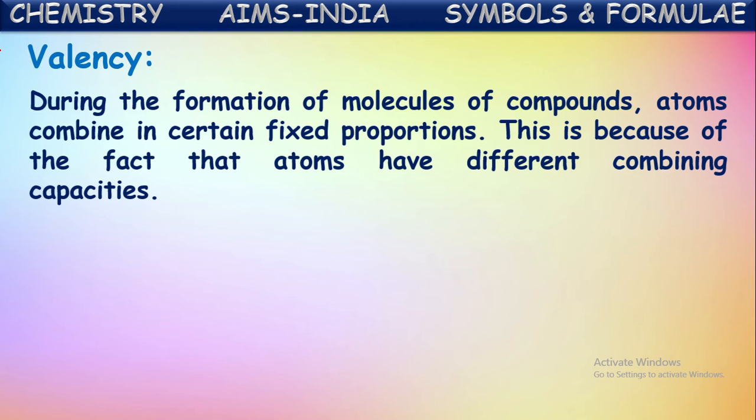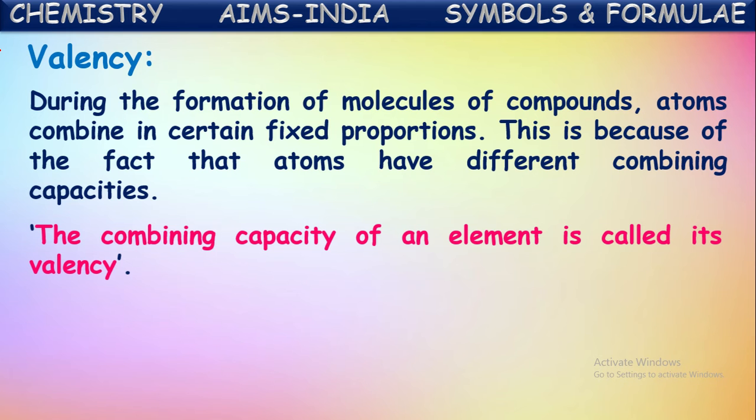If you take water itself again, however it is prepared, hydrogen and oxygen atoms always combine in the fixed proportion. This is just because each and every atom has a certain combining capacity. Different elements have different combining capacities. This combining capacity of the elements is known as their valency. The combining capacity of an element is called its valency.